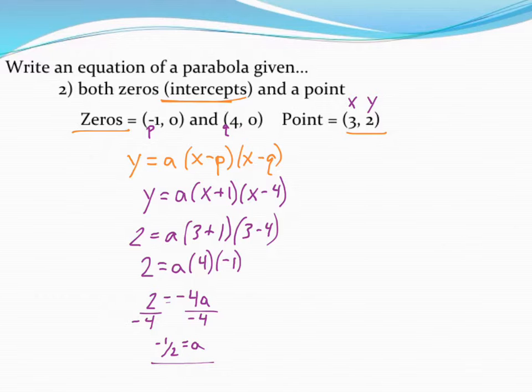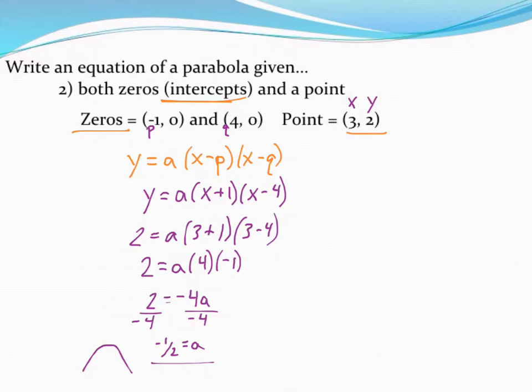So that a value of -1/2 is telling me that the parabola opens downward. It'll have a maximum value since the parabola opens upside down. It's also going to tell me it's going to be a little bit wider, or compressed vertically, from the parent function. So we know our a value, but that's not what they asked for. They actually wanted to know the equation.